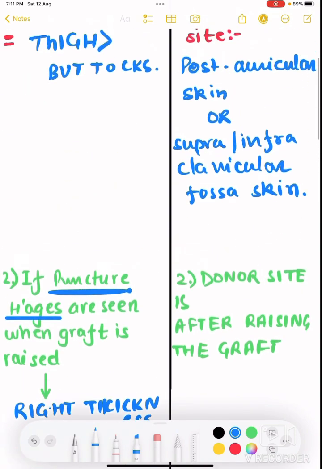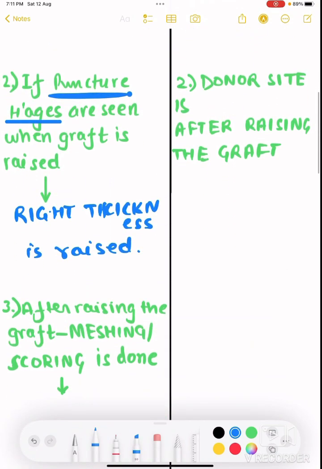Second, donor site in full thickness skin graft. After raising the graft, the donor site is sutured, okay, because you are taking out the full thickness, that's why you will suture it.